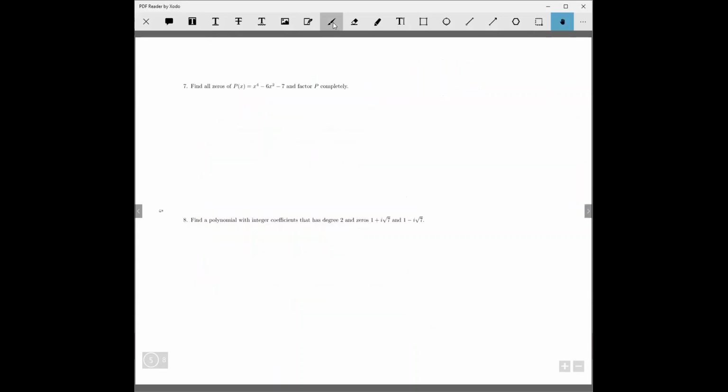Okay, let's look at number 7. Number 7 is to find all zeros and factor P completely. The easiest way to do this one is to realize this is like a quadratic. If you think of x to the 4th as x squared quantity squared, since x squared times x squared is x to the 4th, you can factor it this way, just like a regular trinomial. That's because it goes x to the 4th and then x squared; the x cubed and x terms are not there. If the x cubed or x term were there, then you wouldn't be able to do it this way. But since they're not there, we take advantage, and minus 7 and plus 1 is going to work.